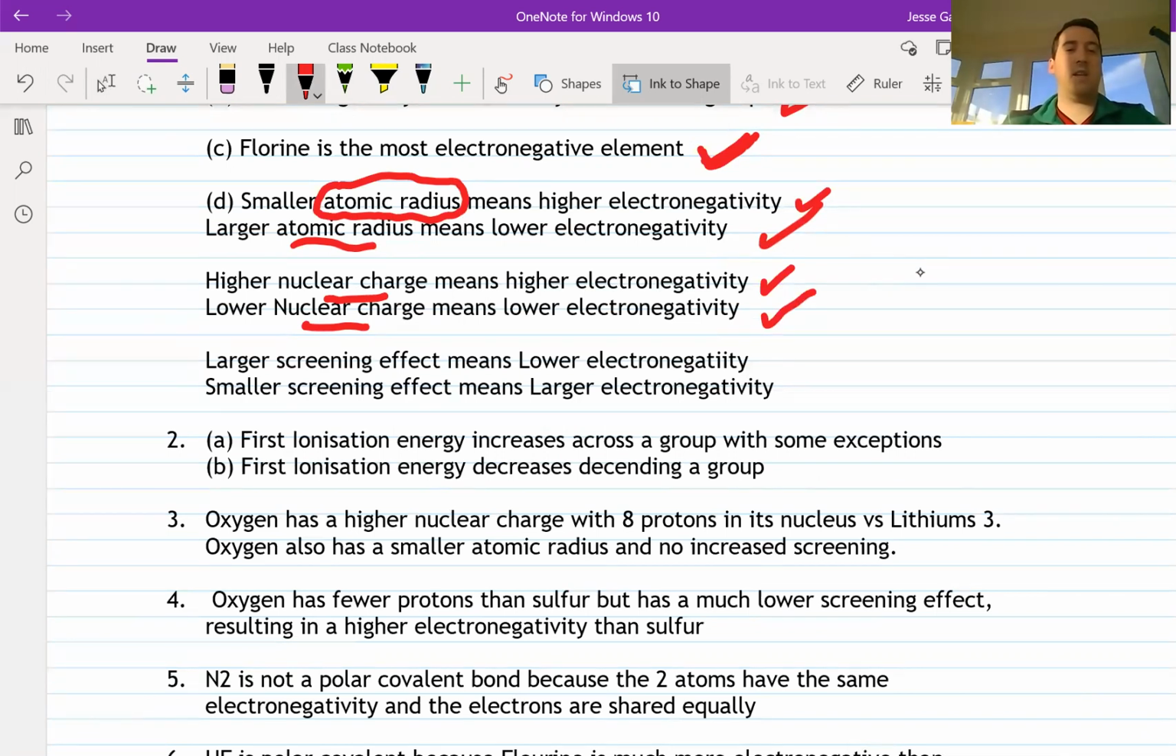The screening effect is the next one. If we have inner shells of electrons, they will screen the nuclear charge. A larger screening effect means lower electronegativity, and a smaller screening effect means a larger electronegativity. First ionization then, you can go ahead and correct that one yourself. That's just revision, so do that now. Either tick it or fix it.